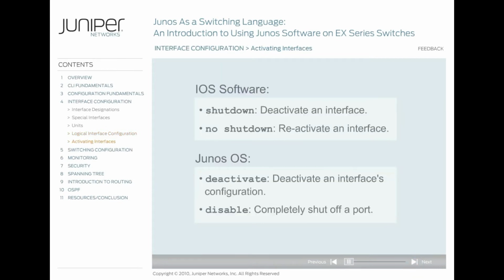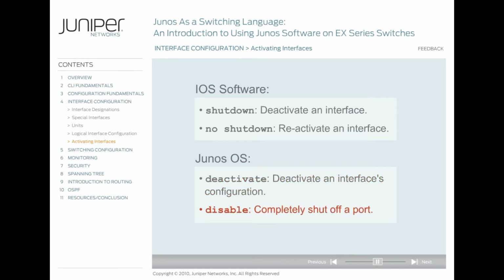In IOS, you deactivate an interface with the shutdown command, and you reactivate an interface with the no shutdown command. In Junos, you can deactivate an interface in two ways. First, you can use the deactivate command shown earlier to deactivate the configuration. However, that command does not actually shut the interface off. Rather, it simply causes Junos to ignore that interface's configuration.